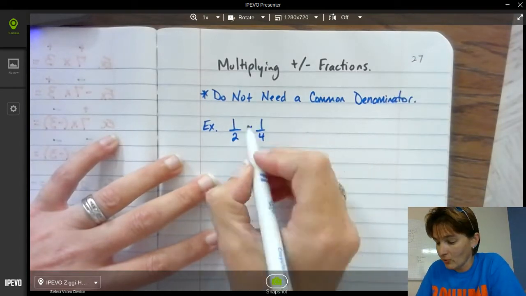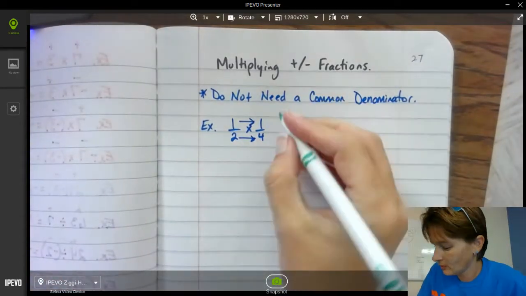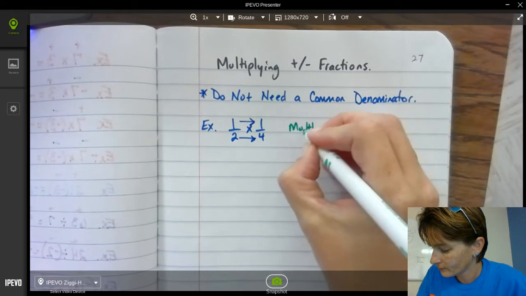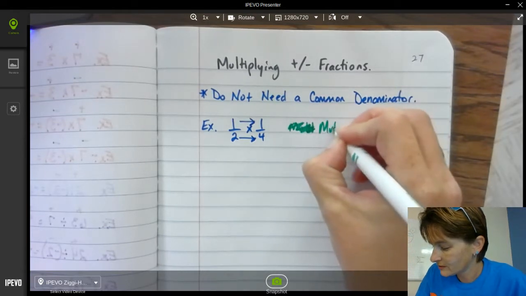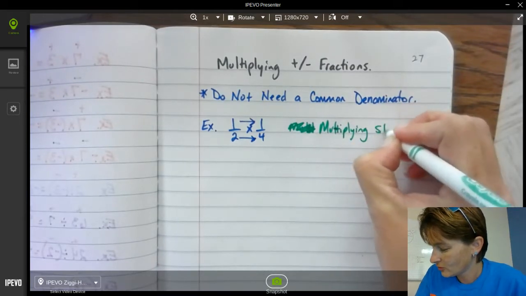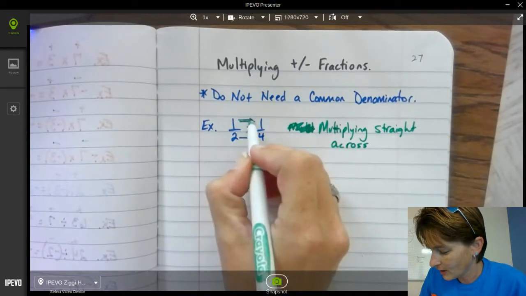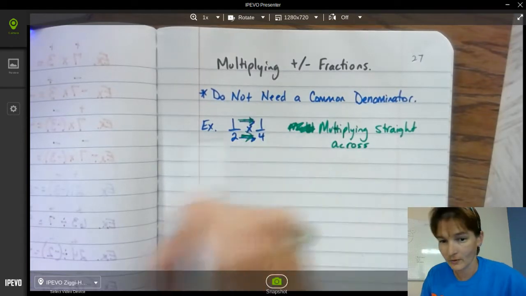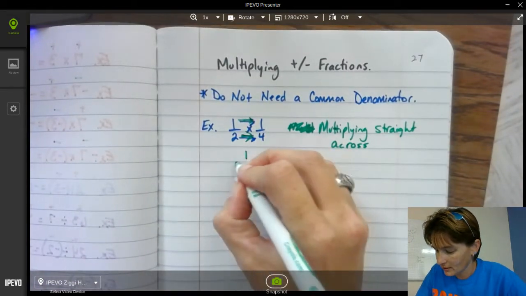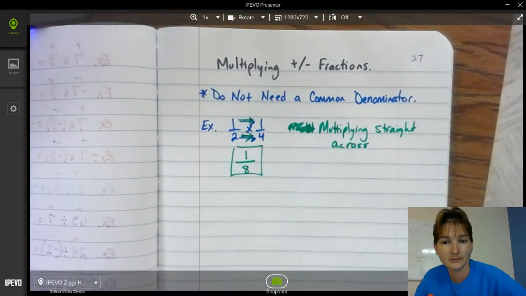And at this point, we multiply straight across. So on a different color, let me put, we are multiplying straight across. And that's on both top and bottom. When you do that, 1 times 1 becomes 1, and 2 times 4 becomes 8. And so your answer would be 1/8.